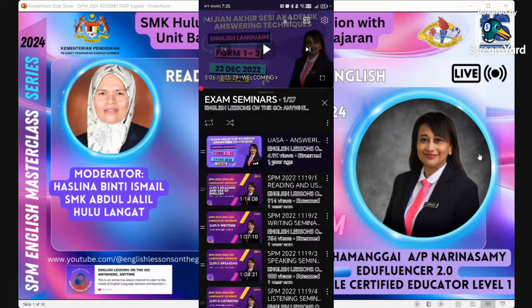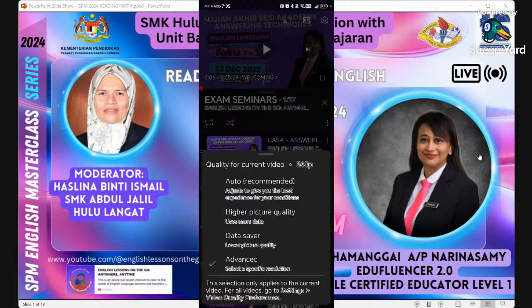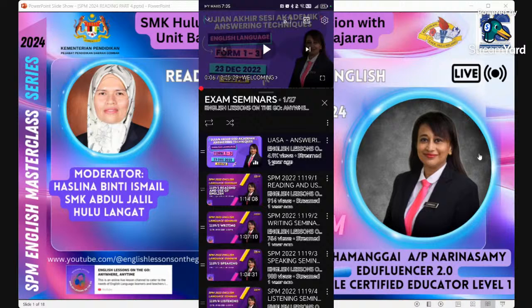Another way that you can do, but you will use more of your mobile data, is again go on the gear, press quality, go to higher picture quality. If you're at home and you're using Wi-Fi, you might want to use that. So hopefully it will help those who come to watch live but find that the picture quality is not clear and not sharp. Thank you.